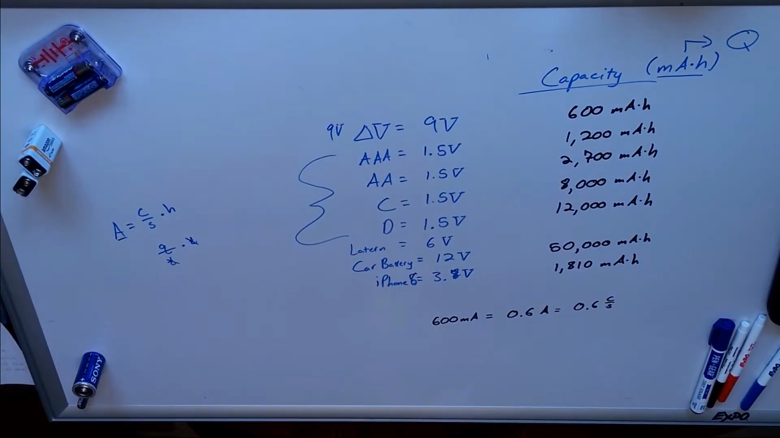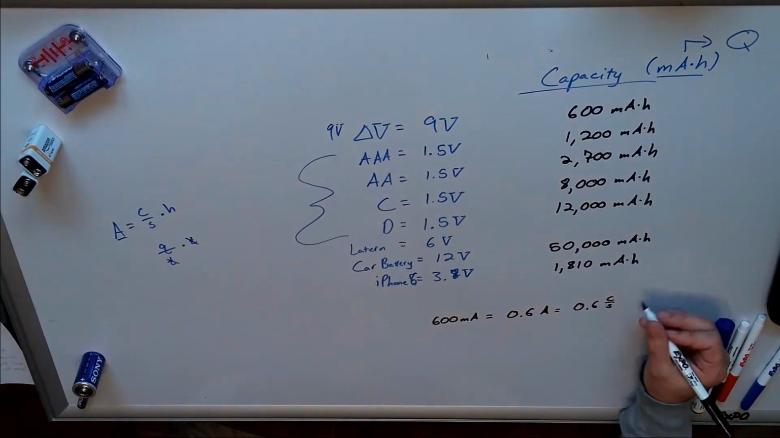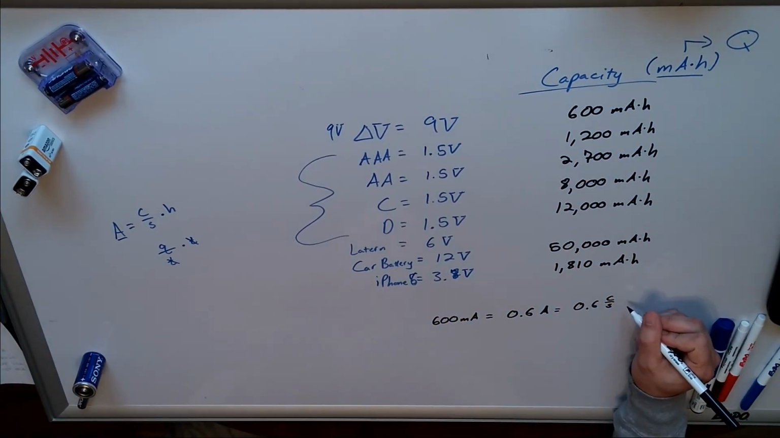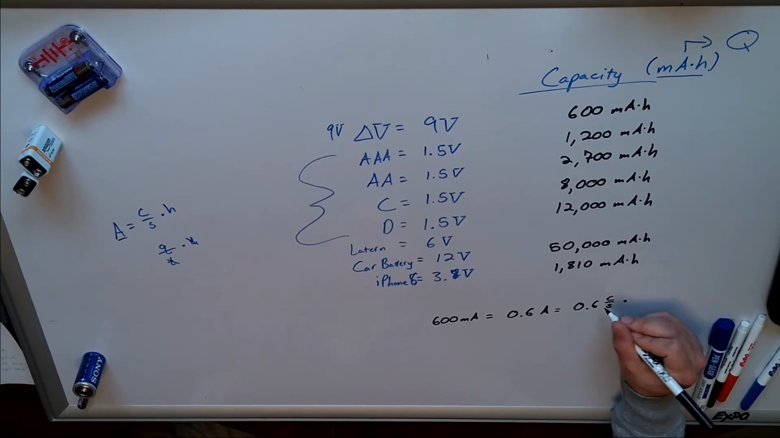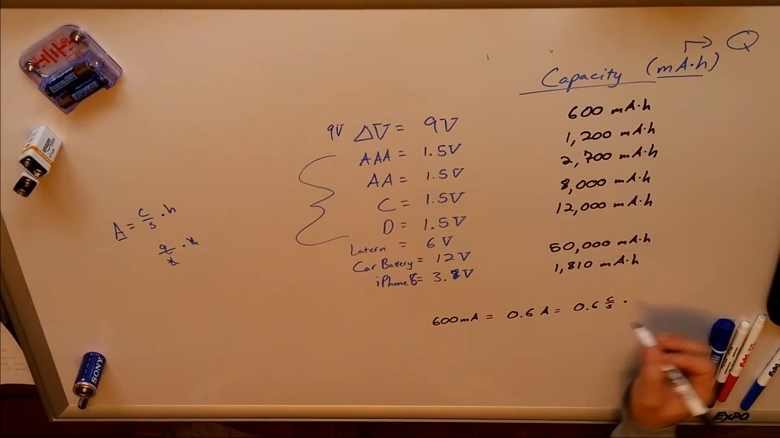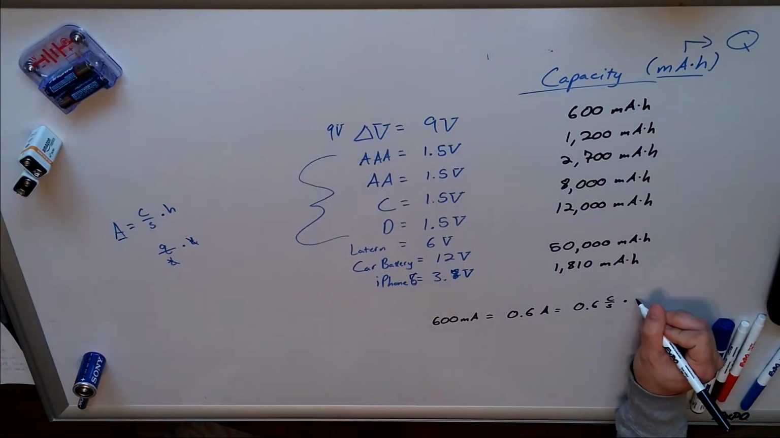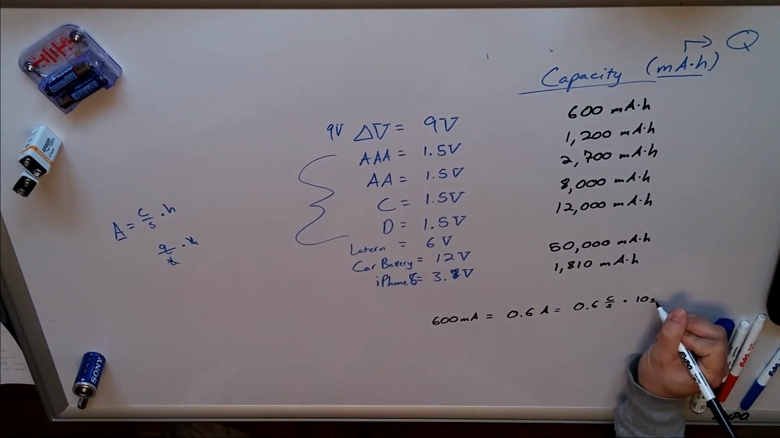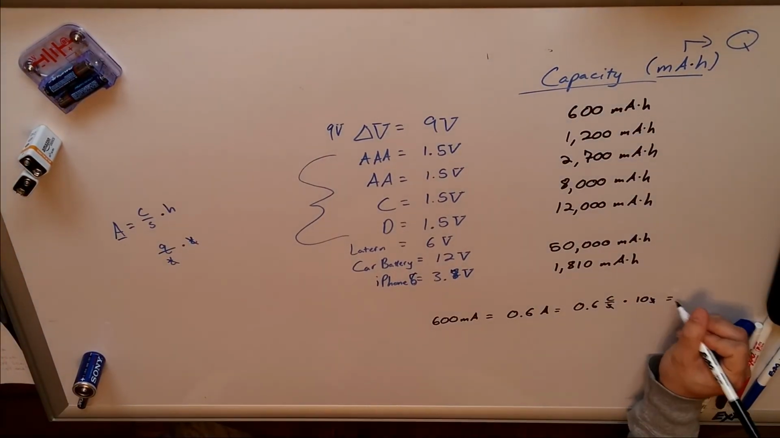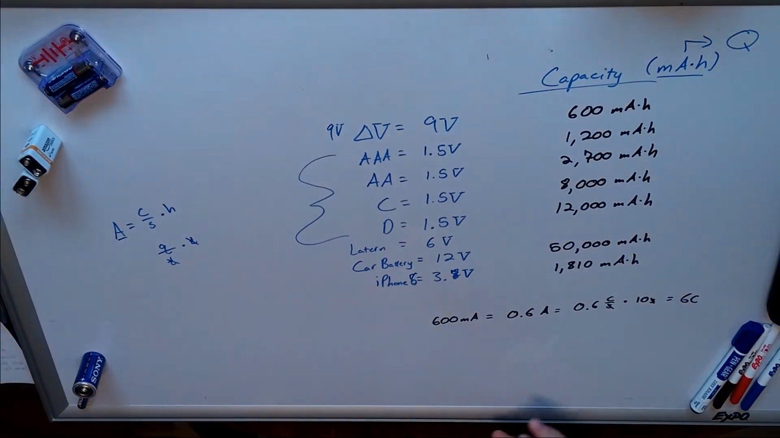If I want to know how much charge is going by out of that battery, for instance, or through my circuit in 10 seconds, then I can take this. This is 0.6 coulombs per second, 600 milliamp, and I multiply that by, say, 10 seconds. My seconds cancel out, and I end up with 6 coulombs coming out of that battery in 10 seconds.